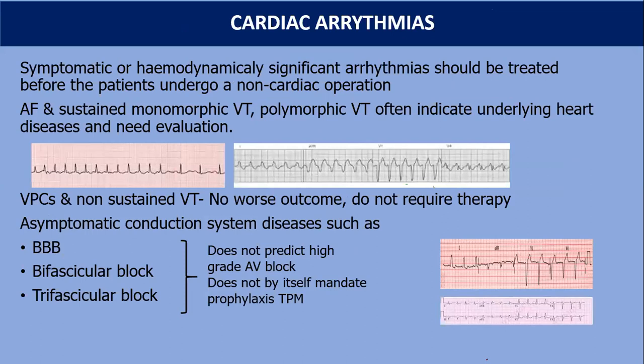And cardiac arrhythmias: you know the names of the symptomatic or hemodynamically significant arrhythmias, and non-significant arrhythmias. The significant arrhythmias should be treated before the patient undergoes a non-cardiac operation. Particularly, the more common one is atrial fibrillation; we have to take care about the rate. Non-sustained monomorphic VT and polymorphic VT often indicate underlying structural heart disease, and need evaluation and treatment, either medical or interventional, and the patient should undergo surgery after that. VPCs or ventricular premature beats and non-sustained VT have no worse outcome and do not require any therapy, particularly if the patient has got no structural heart disease.